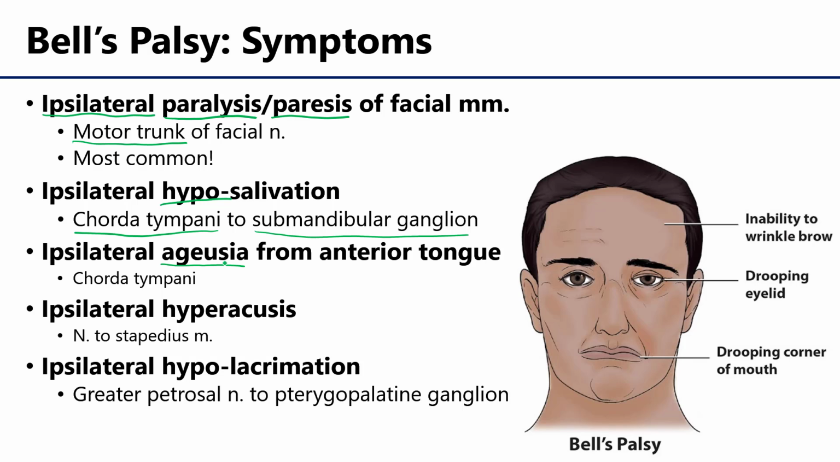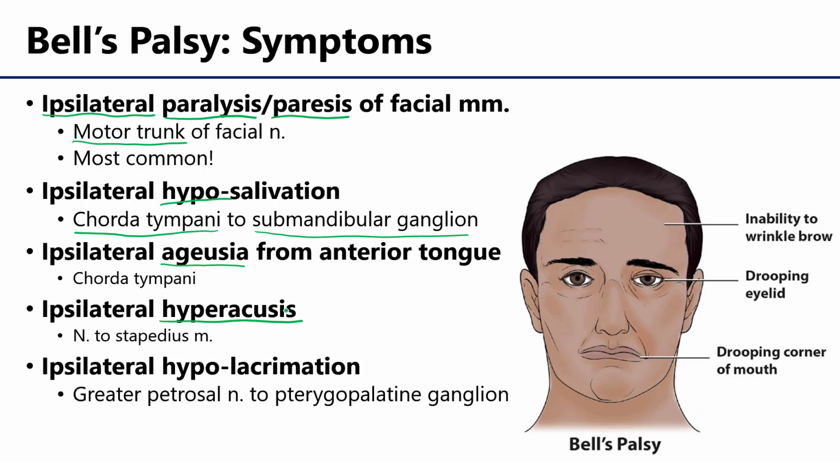An even more rare symptom is ipsilateral hyperacusis. Hyperacusis means that sounds sound louder on that side. And that's because we have denervated the stapedius muscle. Recall the intermediate branch of the facial nerve in the facial canal is the nerve to the stapedius muscle, and without that stimulation, any loud sounds can't be dampened by the stapedius muscle.